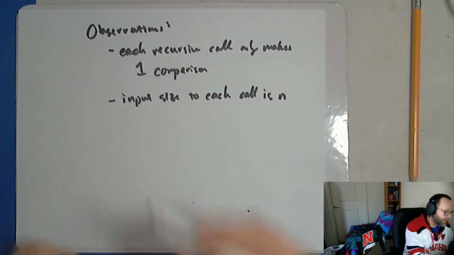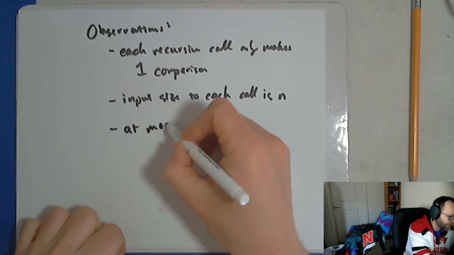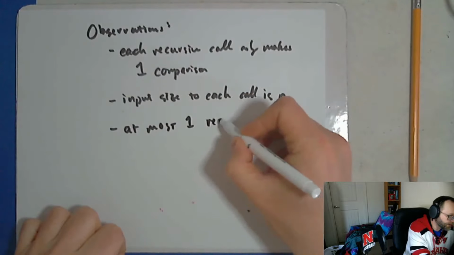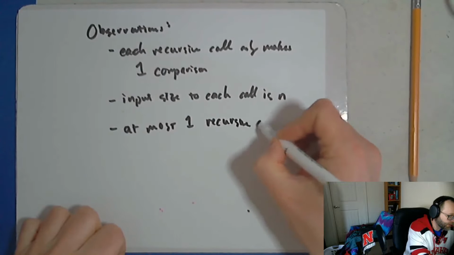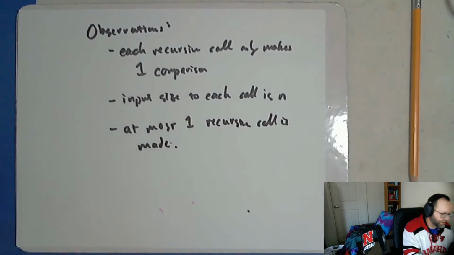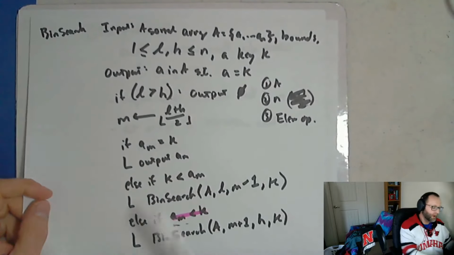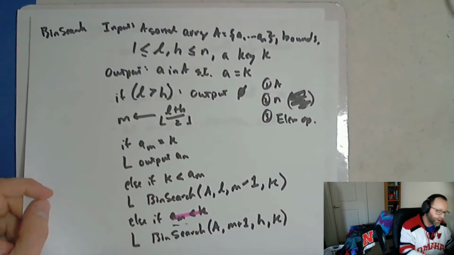Right? My last observation is that at most one recursive call is made. Remember that in the pseudocode, these three conditions are all mutually exclusive. That it's either equal, it's strictly less than, or it's greater than. Right?